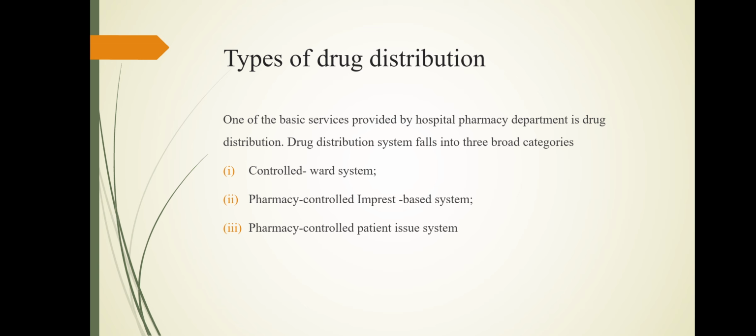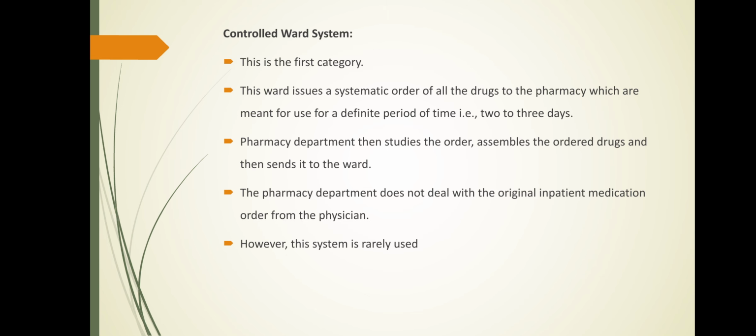Next is the different types of drug distribution systems in the hospital. It is categorized into three types: controlled ward system, the pharmacy controlled imprest based system, then the pharmacy controlled patient issue system. So the first one is the controlled ward system. It is a system where the ward issues a systematic order of medications to the pharmacy. Then the pharmacy department will issue medications to the ward, and this will be done for a definite period of time, like 2 or 3 days.